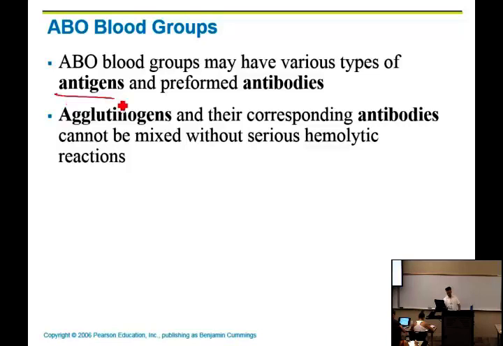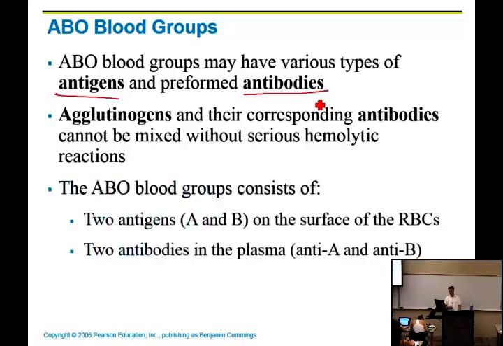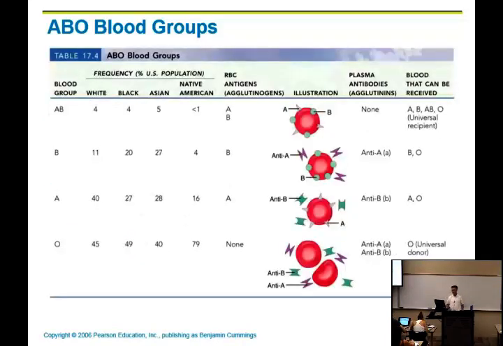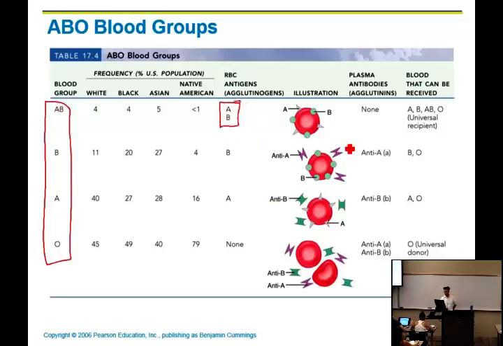So antigens are attached to the cells. Antibodies are floating around in the plasma. Okay? So you've got to remember that the antigens are attached to the cell, the antibodies are floating around. And so when we look at something like this, you should know for each of the particular blood groups, like we see here, what that means in terms of what antigens they have and what antibodies they may or may not have. Okay? You should also know, in terms of lecture, compatibility.